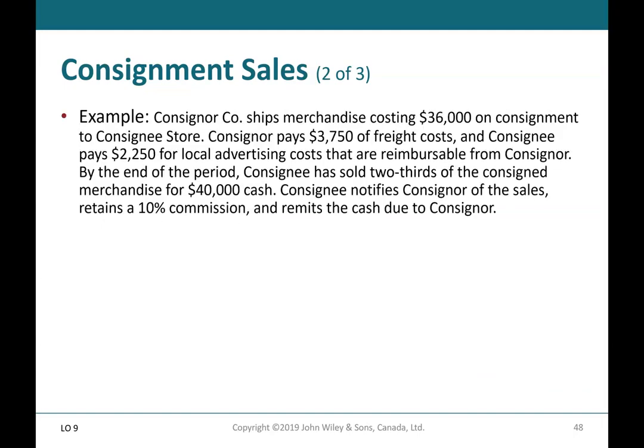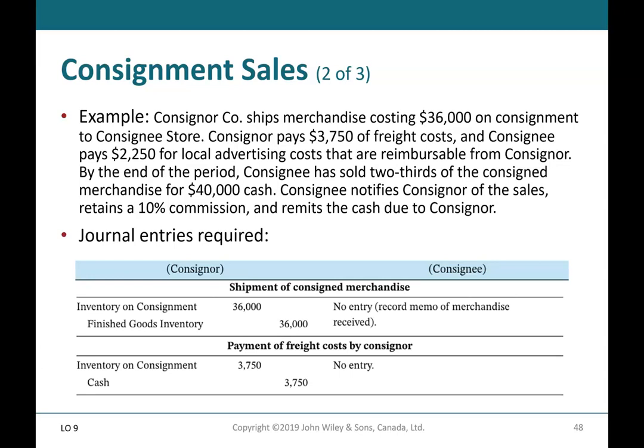Consignment Sales 2 of 3. Example: consignor company ships merchandise costing $36,000 on consignment to consignee store. Consignor pays $3,750 of freight costs, and consignee pays $2,250 for local advertising costs that are reimbursable from consignor. By the end of the period, consignee has sold 2/3 of the consigned merchandise for $40,000 cash. Consignee notifies consignor of the sales, retains a 10% commission, and remits the cash due to consignor.